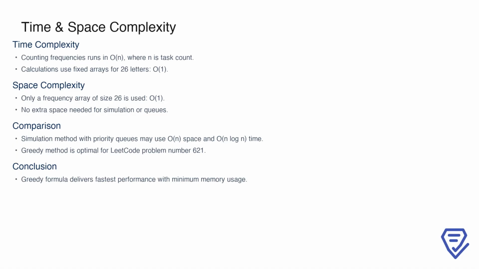In LeetCode problem number 621, the greedy method is ideal. Frequency counting of tasks is linear in time. All other steps use a fixed size array of 26 elements, making them constant time and space. In contrast, simulation methods with priority queues have overhead. Hence, greedy formula-based calculation is preferred for high performance and efficiency on large input sizes. This makes our solution robust for interviews and production use.